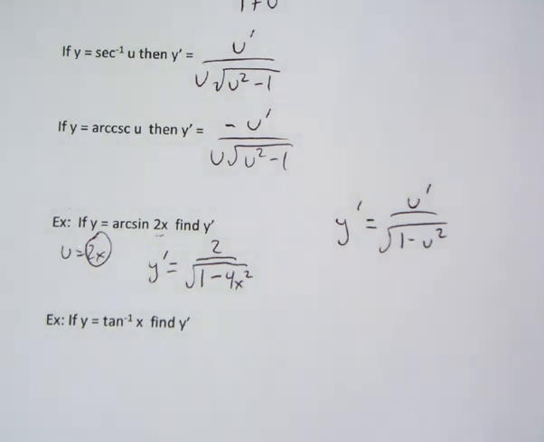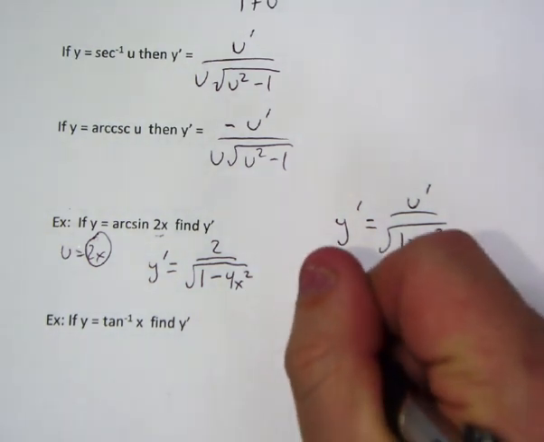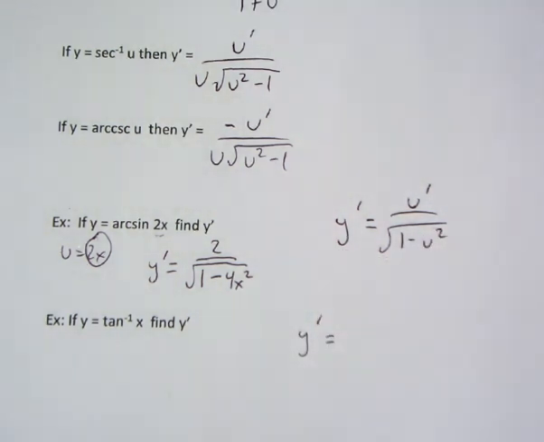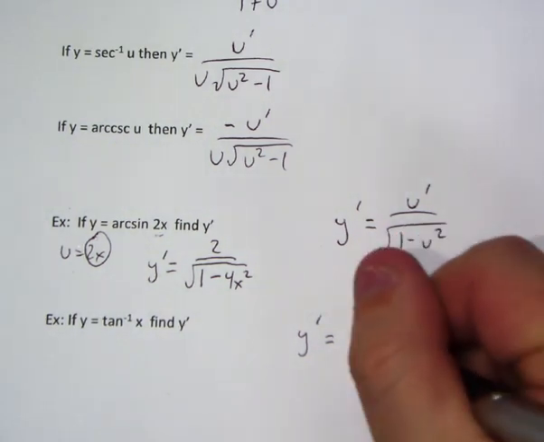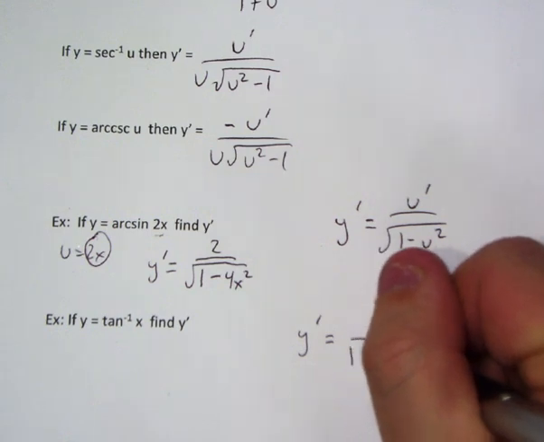So they're pretty easy to use, but hard to remember. So again, just depends how much time you want to spend remembering them. If y equals tangent inverse of x, find y prime. Well, the derivative of arctangent, if you will recall from 2 minutes ago, is going to be u prime over 1 plus u squared.